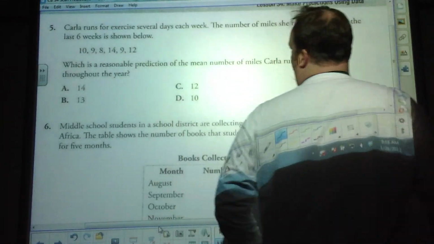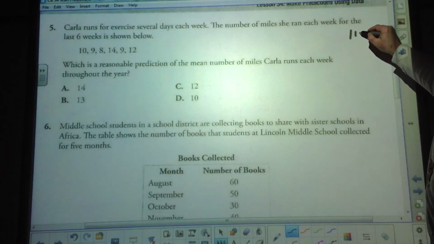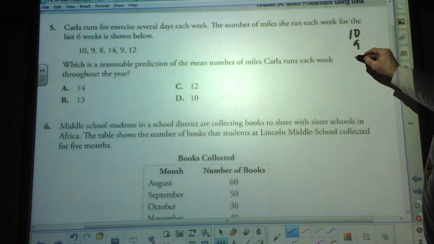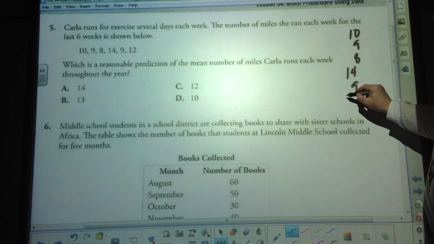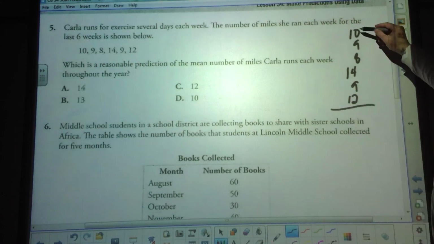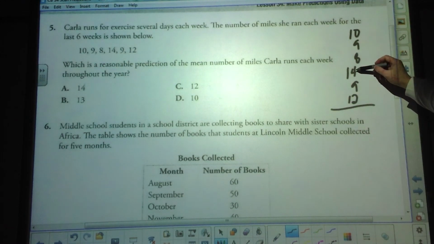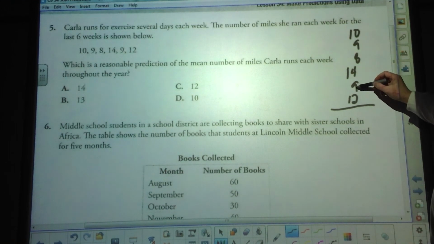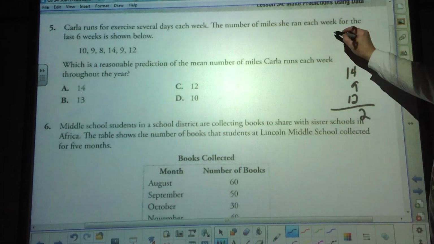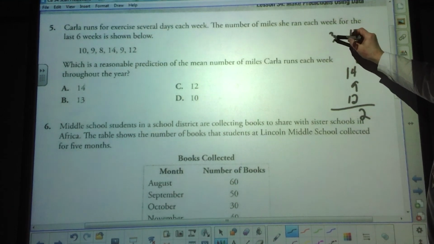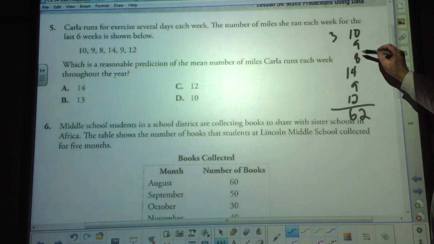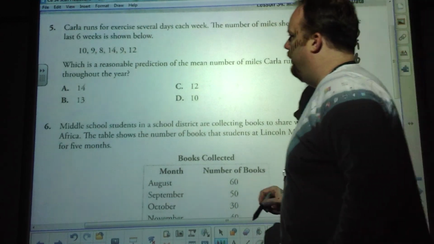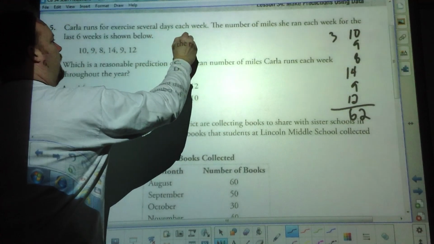We'll add them up over here on the column. We say 10 and 9 and 8 and 14, and 9, and 12. Let's see, we got 17, 18, 19, 20, 21, 30, and 32. Carry our 3, 4, 5, 6. We got 62 out of 1, 2, 3, 4, 5, 6. So we're going to divide by 6.